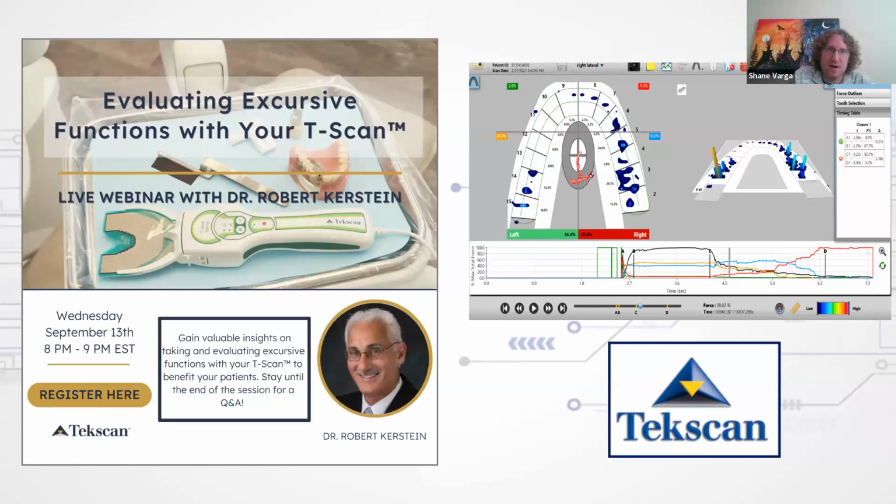This session is all about evaluating excursive functions, which, as Dr. Kerstein is going to show you, is a very important part of understanding the occlusion, and you're going to find how valuable T-scan is for that part itself.